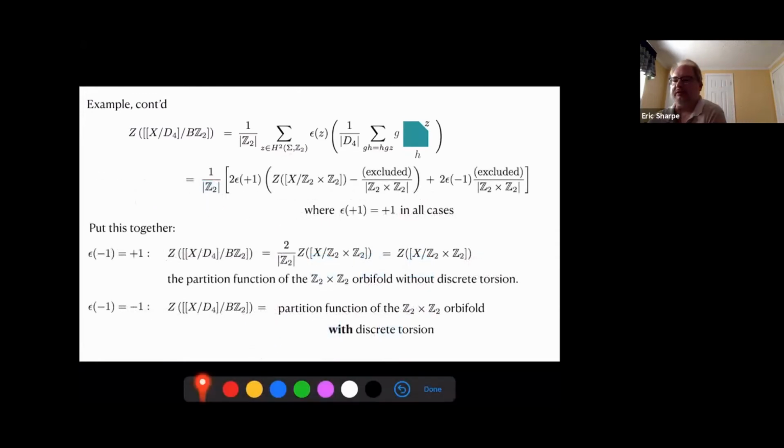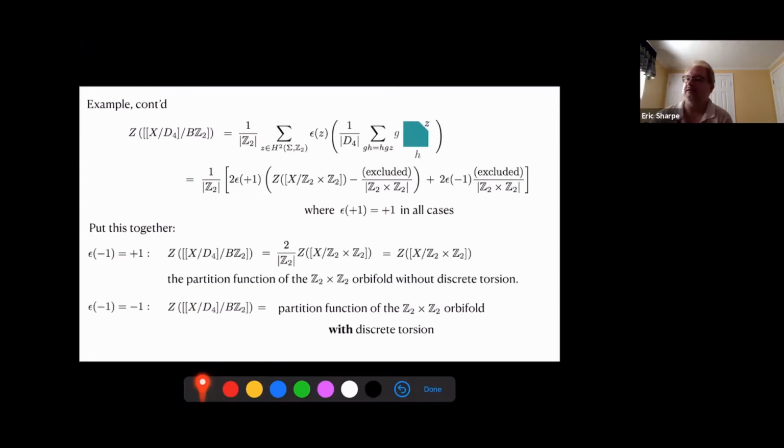So now you can probably sort of guess how this is going to work. If I want to construct the partition function of the D4 orbifold in which I've gauged the BZ2, I'm going to add these 2 possible contributions weighted by the epsilons. Now, since epsilon is a group homomorphism, epsilon of 1 is equal to +1. The interesting value is epsilon at -1, epsilon on the non-trivial element of Z2.